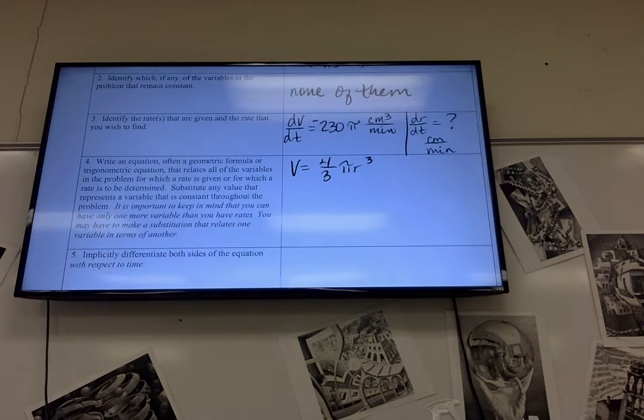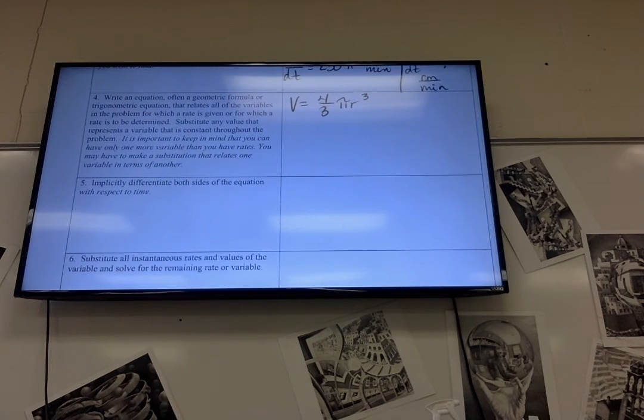Okay, the next thing. Implicitly differentiate both sides of the equation with respect to time. So dV/dt, hold on. You might have the answer already. 4 pi r squared dr/dt. We did it. You just let me go through the whole thing, and jumped in at the end. Just stole my thunder.